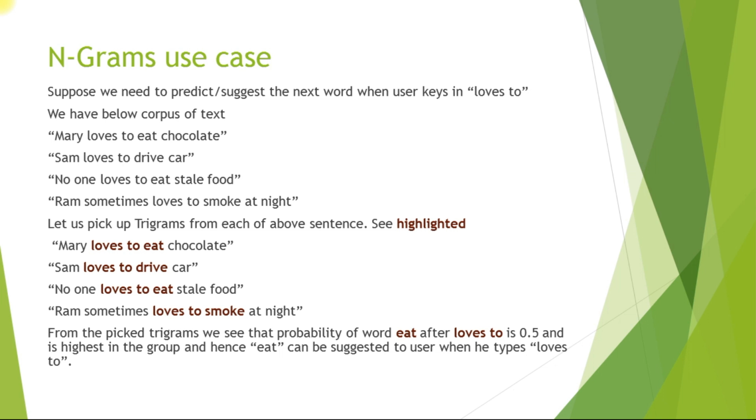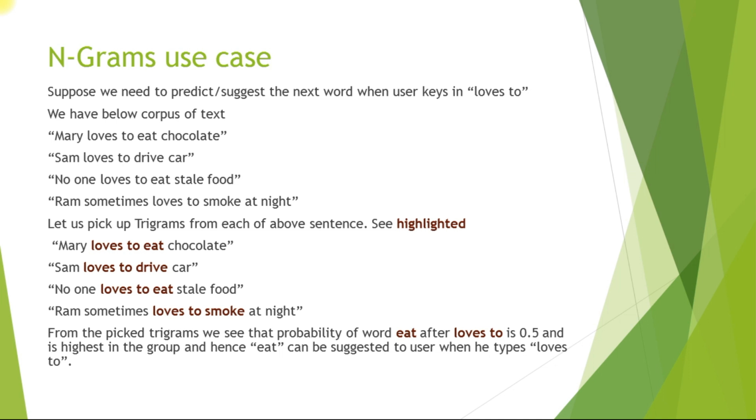So our model, what it will do is we have a chat window, and when the user is typing "loves to", the chat window should provide auto suggestion for the user for the next word that he can choose from. Okay, so let us try to build this model.